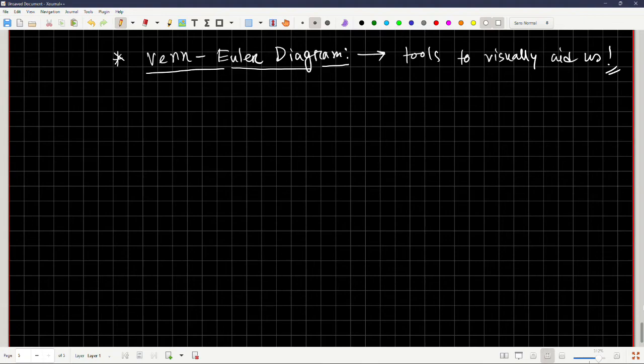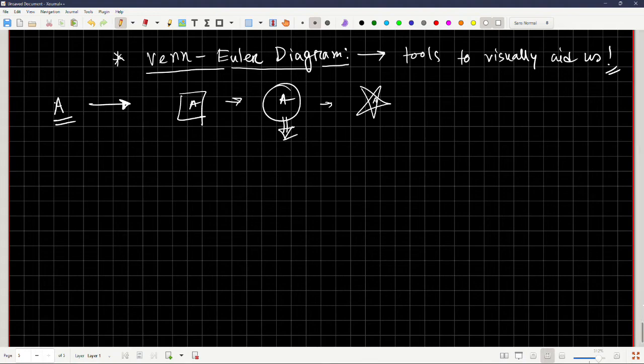Pretty easy. Let's say you have a set A. You can represent this set as a box, or a circle. I don't know, if you're good at drawing stars, then a star, it really doesn't matter. The most common notion is to use circles, so let's stick to that. So this is how you represent a set in a Venn diagram. Now let's say you have two sets and A is a subset of B.